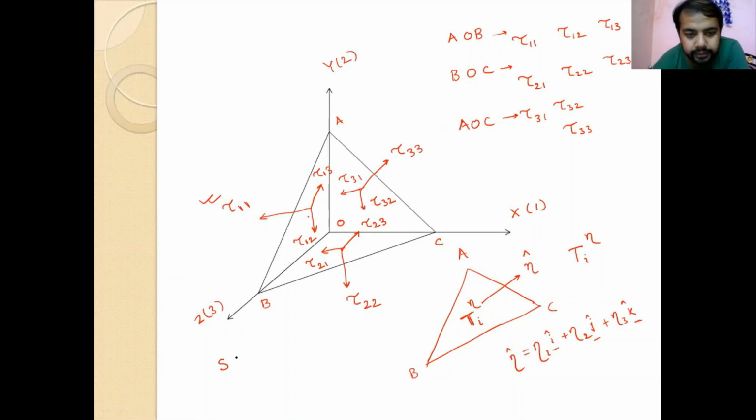S is the surface. We are considering the surface area of ABC. The area ABC has a surface area S, and the unit vector is eta. So if you multiply this S eta in the i direction, if you do the dot product, S is the magnitude and eta is the unit vector. So we can write it as S eta.